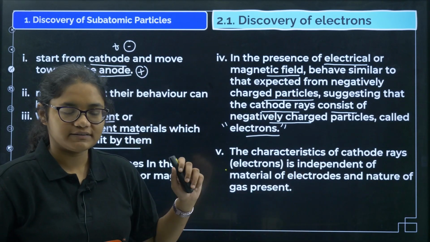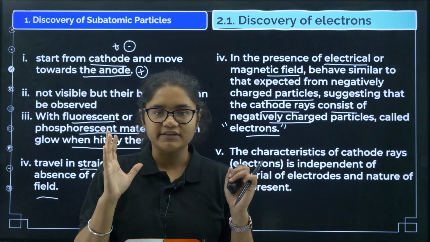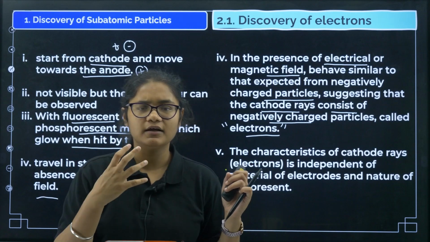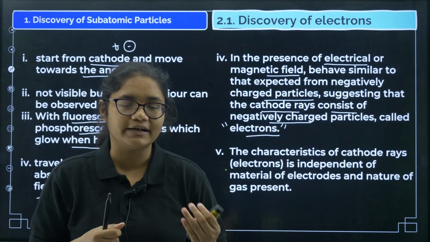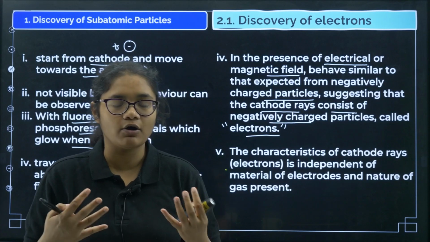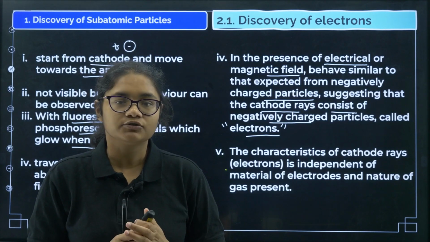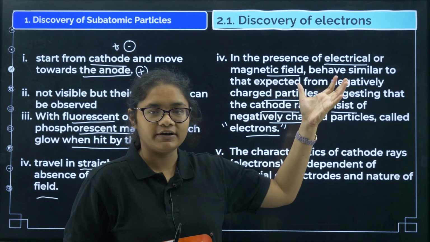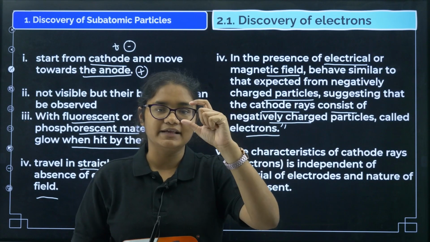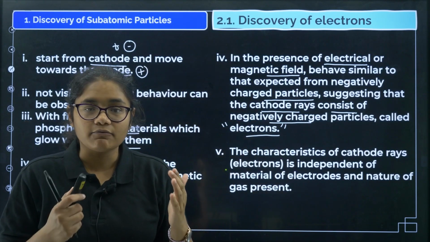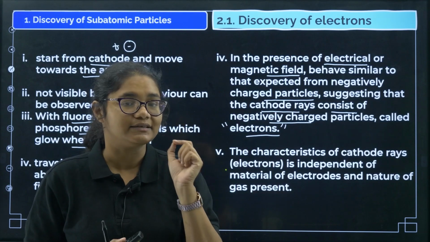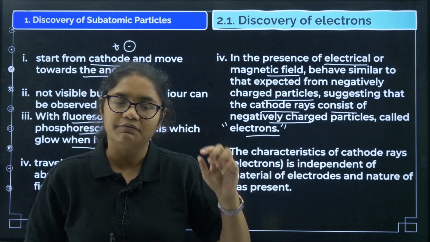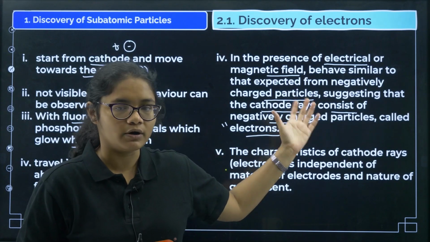Now, what is this saying? We just saw that some rays were passing from the cathode to the anode, but now we provided some external electric field or external magnetic field. Due to this external electric or magnetic field, these rays got deflected, and the way they deflected conveyed to us that these rays contain negatively charged particles. We will also discuss how it got deflected.